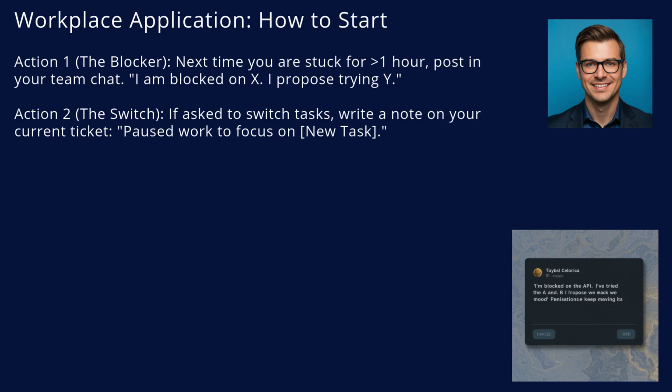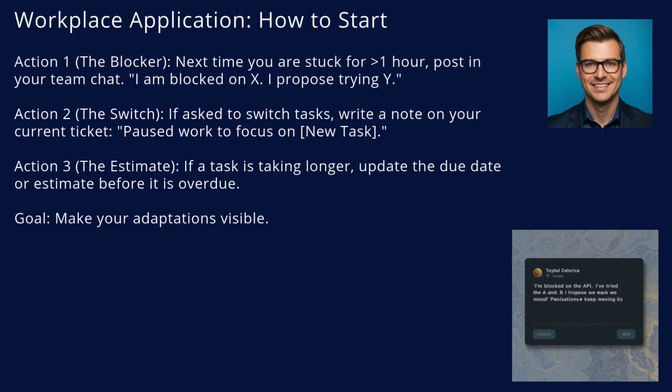Action 2. The switch. If your boss asks you to switch tasks, write a comment on your current ticket, pause work to focus on priority Z. This leaves an audit trail. Action 3. The estimate. If a task is taking longer than expected, update the estimate before it becomes overdue. That is adapting the plan proactively.